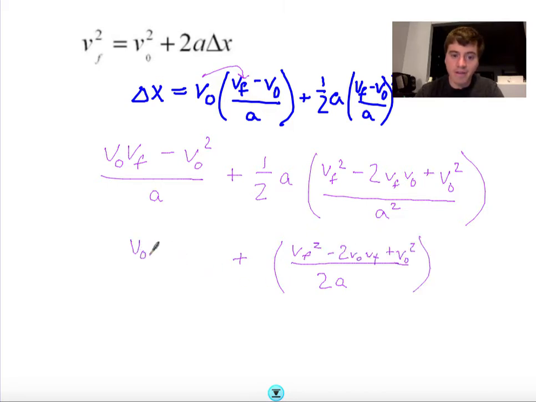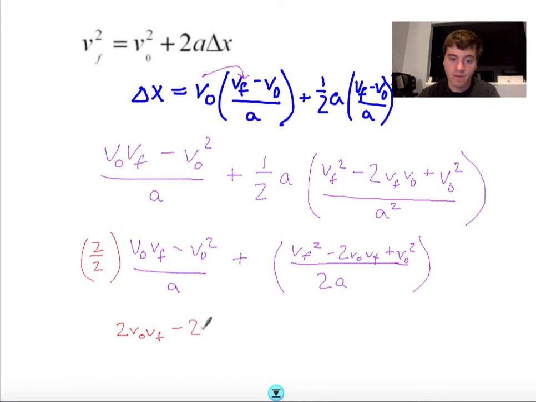And we're adding that to v initial, v final, minus. Okay, so now I need a common denominator since I'm adding fractions. So what I'm going to do is multiply this by 2 over 2. And that's going to get me to 2a. 2a is obviously the common denominator, so I have to distribute this 2 up here. 2 v sub naught v final minus 2 v initial squared all over 2a plus this thing.